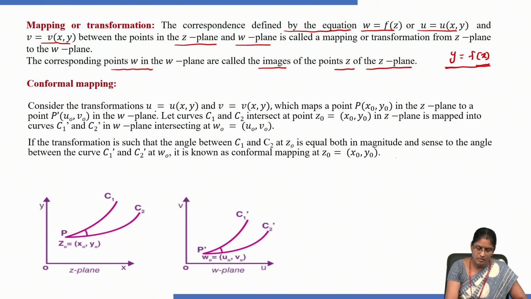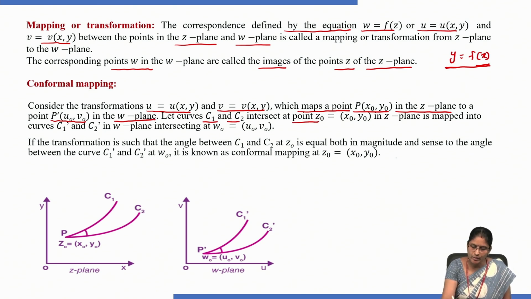Consider the transformations u and v. u and v are functions of x and y which map the point P (x naught, y naught) in the z plane to the point P dash (u naught, v naught) in the w plane. Let C1 and C2 be two curves intersecting at the point z naught in z plane, mapped to the curves C1 dash and C2 dash in w plane intersecting at the point w naught. See the graphical representation here.